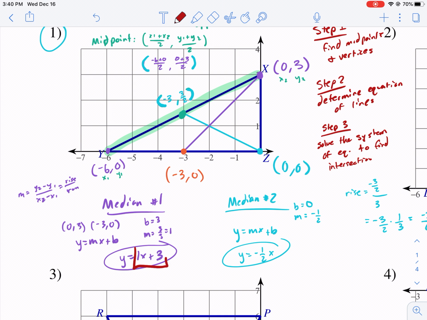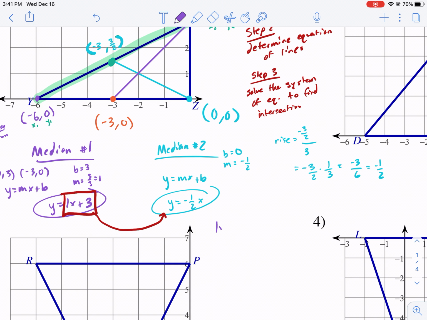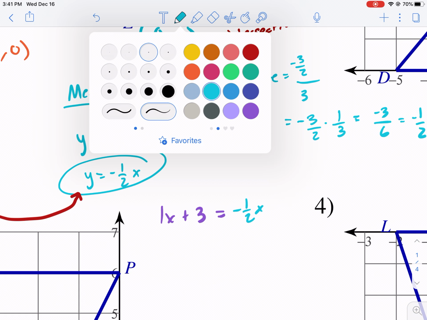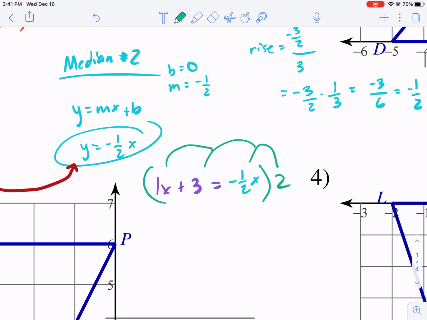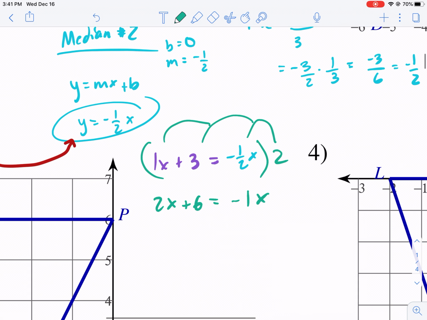So I'm going to take this value of y here, and I'm going to plug it in for that value of y. I might as well just do it right over here. I have 1x plus 3 equals, and then I have -1 over 2x, and that's it. Now, I don't like fractions, so the first thing I'm going to do is multiply everything by 2 to get rid of that fraction. This is a common practice once you get into Algebra 2, so get used to doing this. 2x plus 6 equals -1x. Got rid of the fraction, makes it way easier to deal with.